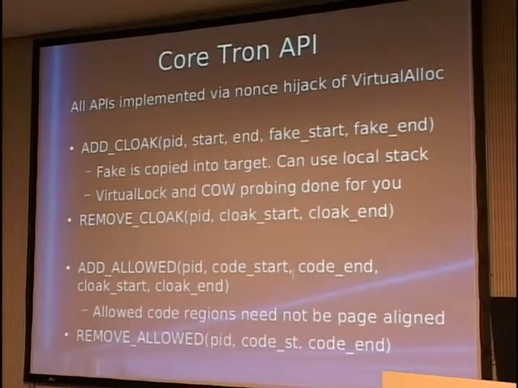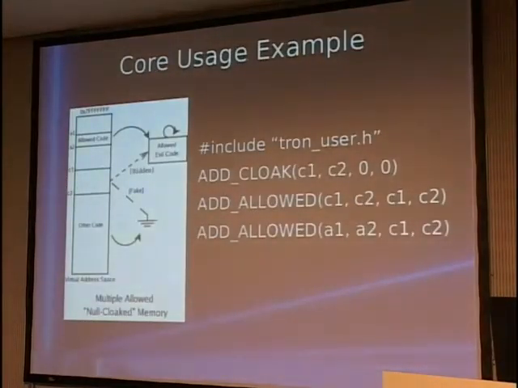Then you can add allowed code between the start and end instruction pointer ranges and give that instruction pointer range access to a cloaked region. And the code regions don't need to be page aligned. The cloak regions in all cases should be page aligned. They get ANDed off for you and made page aligned, but things can get confusing if you don't also deal with them that way yourself, especially with sizes and such. And removing allowed removes your region, your allowed region.